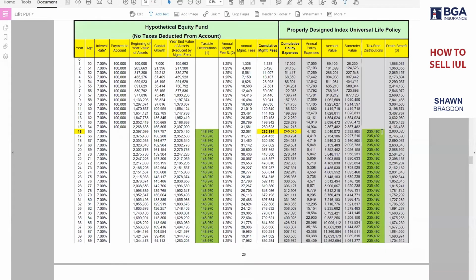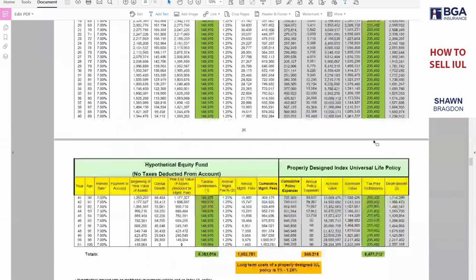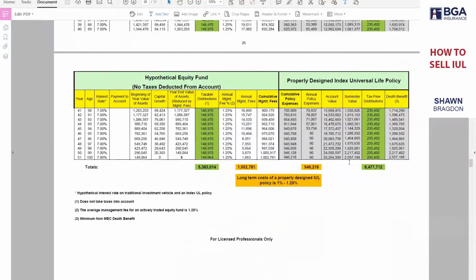And at age 65, you're pulling out $235,000 tax-free for the rest of your life. You end up pulling out $8.4 million throughout your life. And your total expenses that you've paid throughout your life is $946,000. So what this is telling me is the typical cost of a properly designed index UL is somewhere between 1 and 1.25%.